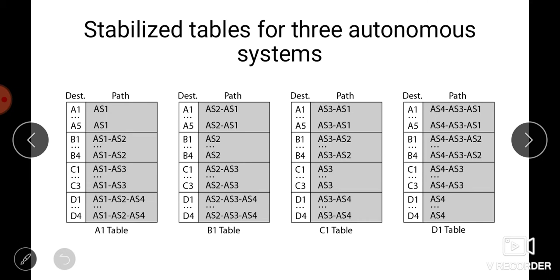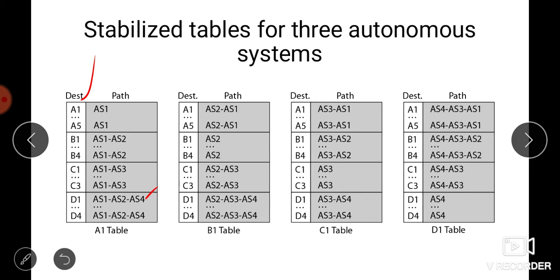If router A1 receives a packet for node A3, it knows that the path is in AS1. But if it receives a packet for D1, it knows that the packet should go from AS1, then AS2, then AS3. The routing table shows the path completely. On the other hand, if D1 in AS4 receives a packet for A2, it knows it should go to AS4, AS3, and then AS1. So this is D1.